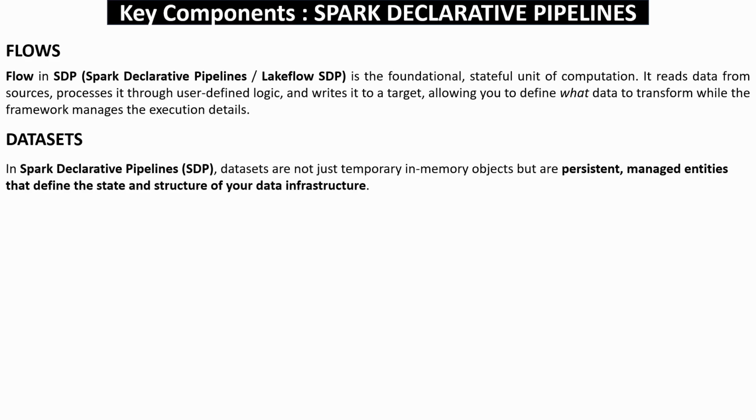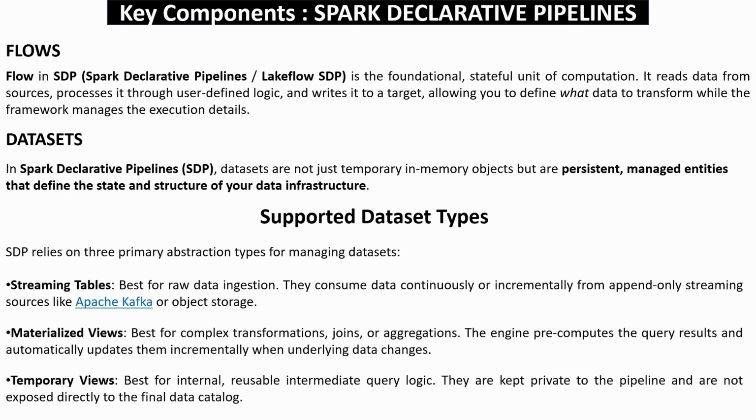Let's go with the definition. In Spark Declarative Pipelines, datasets are not just temporary in-memory objects, but persistent managed entities that define the state and structure of your data infrastructure. Simply put, it is a target object which defines the state and infrastructure of your data, because in a target table you have the complete structure, the state of the columns and all that information. Now we can have flows stored in three ways in the datasets, which we call supported dataset types.